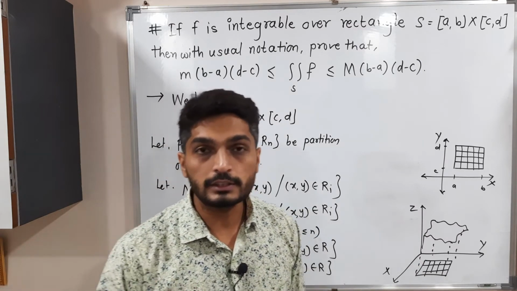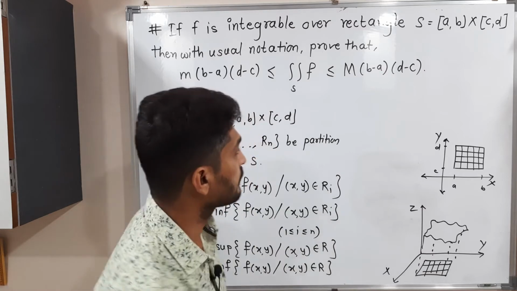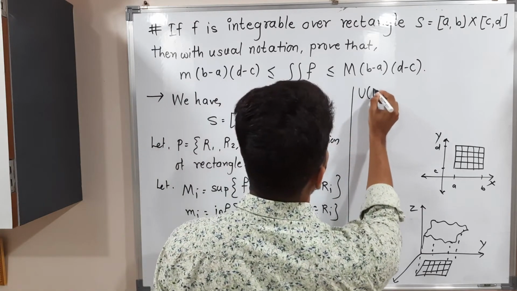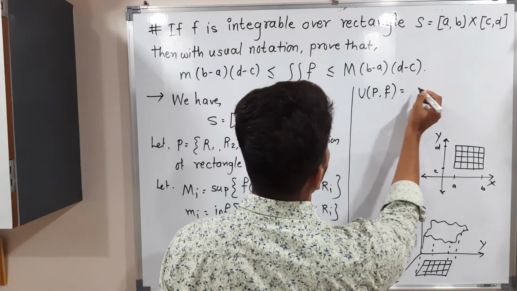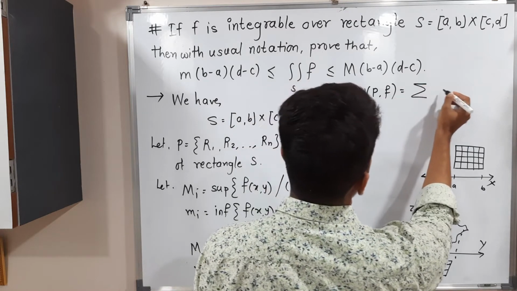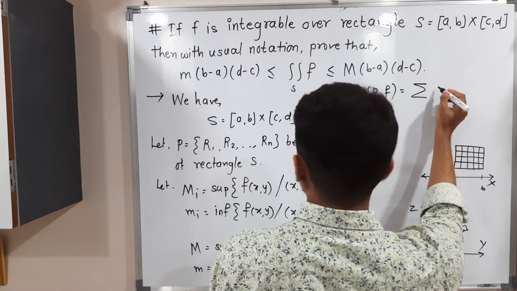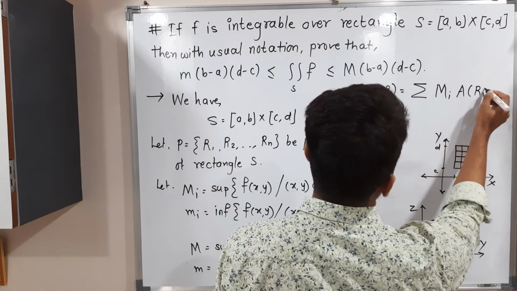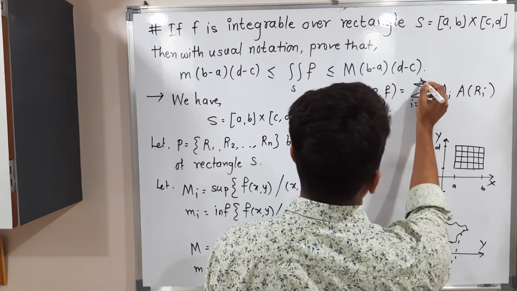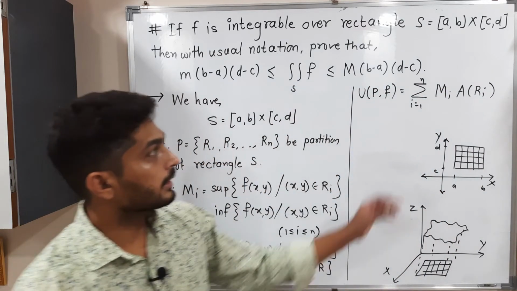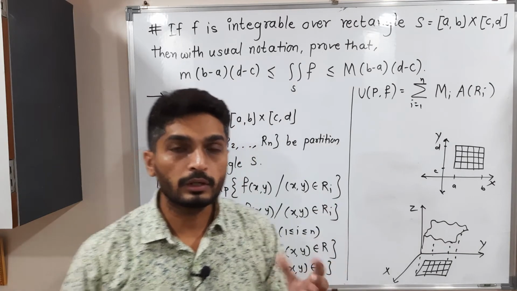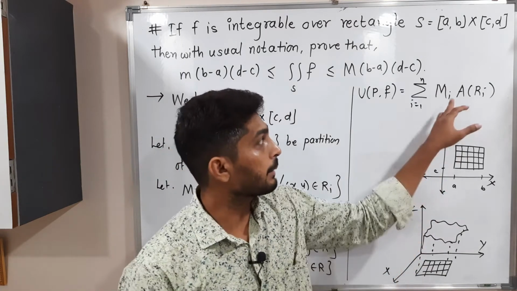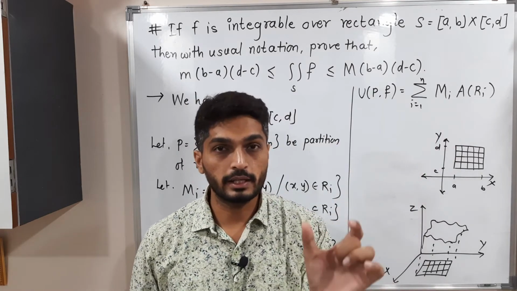After that, if you have already studied Riemann integration, you must be familiar with the next concept, that is the upper Riemann sum, U(P,f), which is nothing but the summation of capital Mi times the area of Ri, i running from 1 to n. What it means is that in Riemann integration we write capital Mi delta xi, that means length into height.